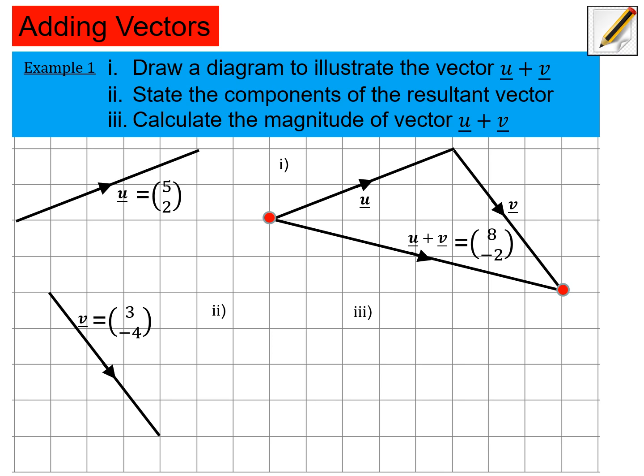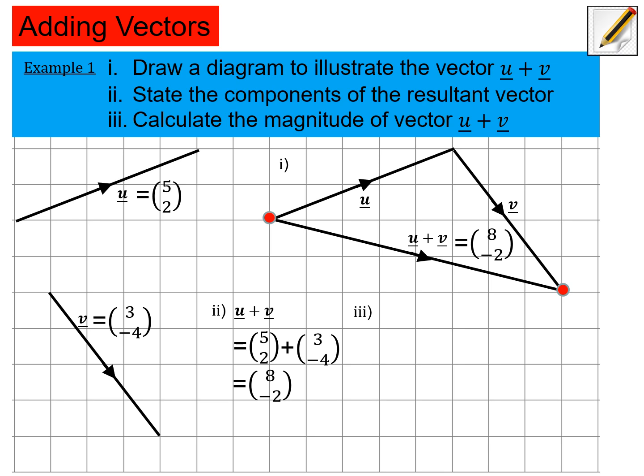Now we can check this with a component calculation instead. So if we look at part 2, we want to find the components of the resultant vector u plus v. So we can write down the components of u, which is (5, 2), add the components of v, which is (3, -4). If we add the x components together, 5 plus 3, that gives us 8. And the y components, 2 add minus 4, that's negative 2. So we can see that we end up with the same component vector for u plus v, which should be the case. So we know our diagram is correct.